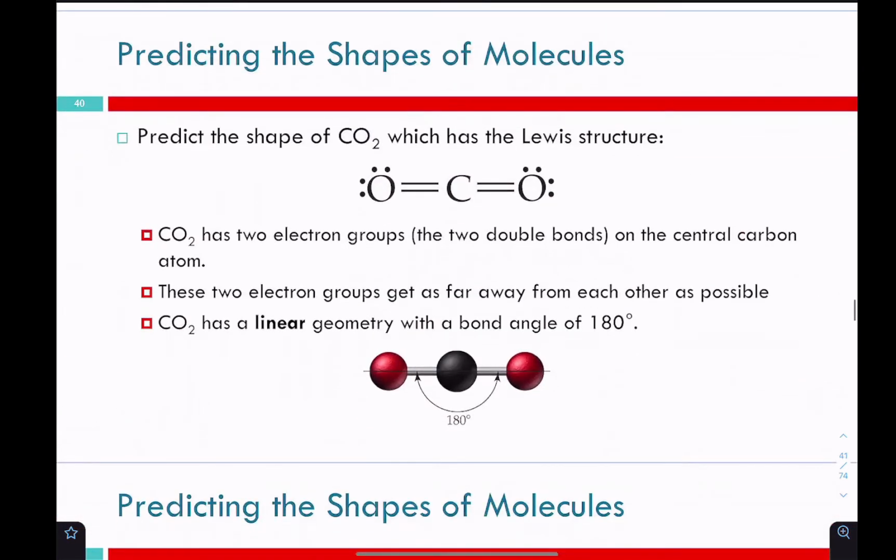So here's where we've got two groups. For carbon dioxide, there are double bonds between the carbon and the oxygens. This is one electron group, and this is one electron group. We only care about the electron groups around the central atom. It doesn't matter that oxygen has lone pairs out here. Those don't do anything to determine the shape around carbon.